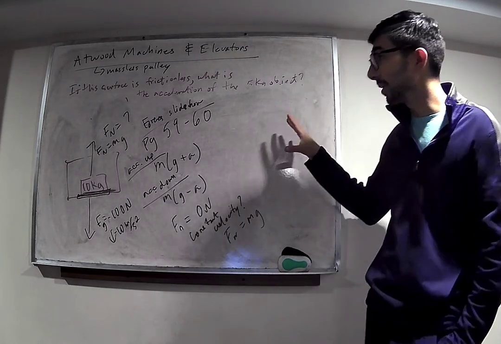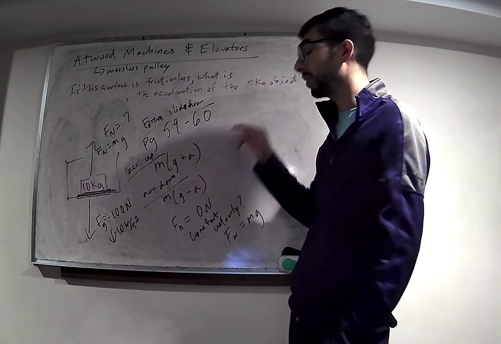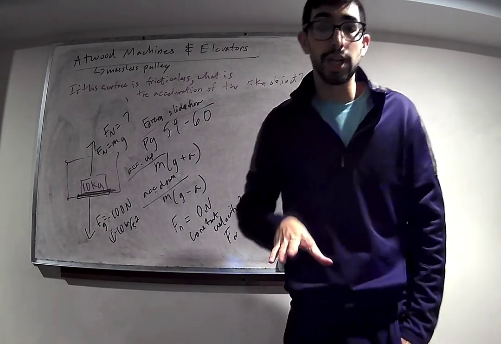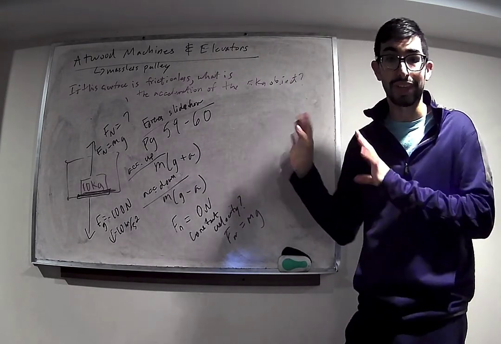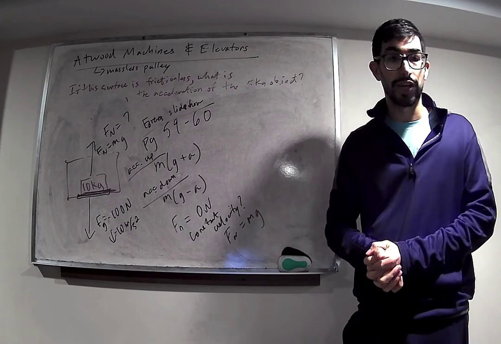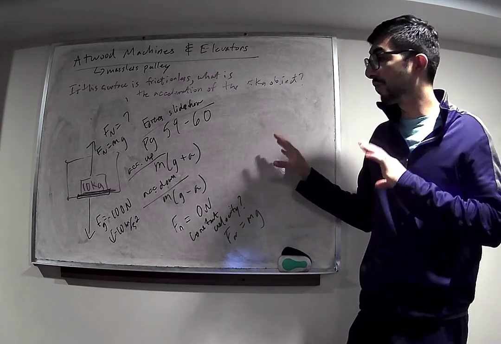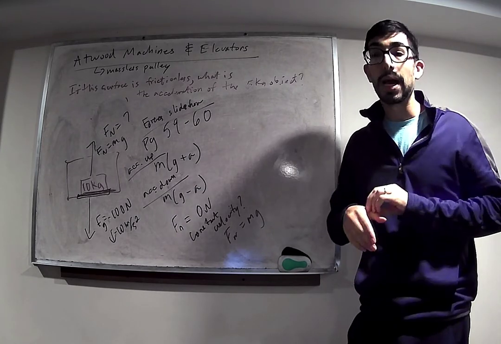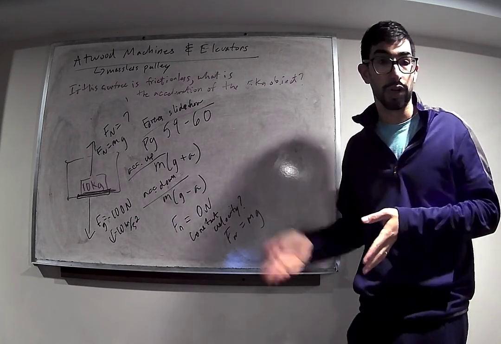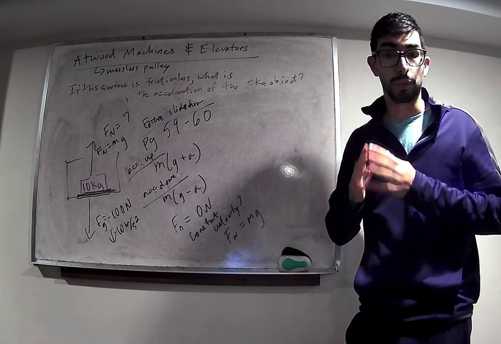This is a considerable amount of information. That's everything about Atwood machines and elevators that you need to know. The big takeaway, if you've learned nothing else from this, is to set up net force equations, set them up on x and y values, and make sure that your net force equation agrees with your force diagram and produces the accelerations or whatever other values that you're given. We have plenty of practice with this.